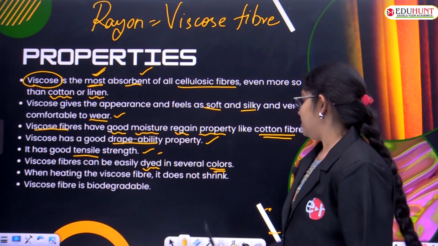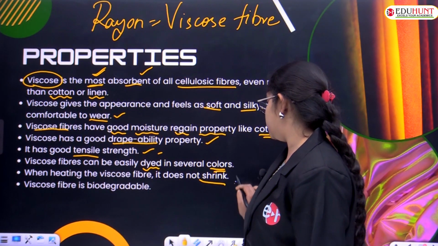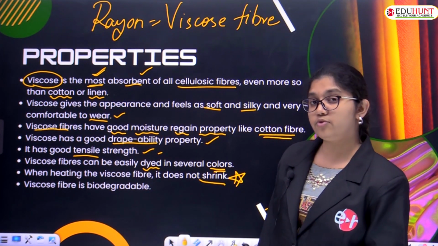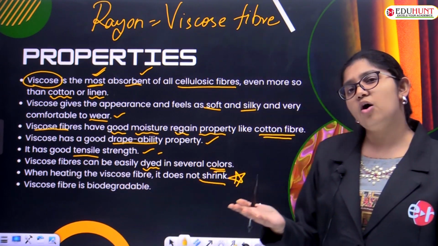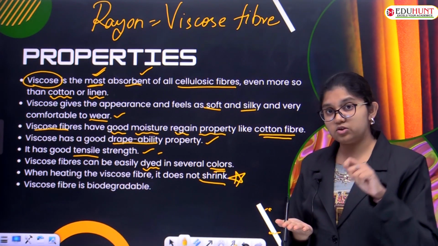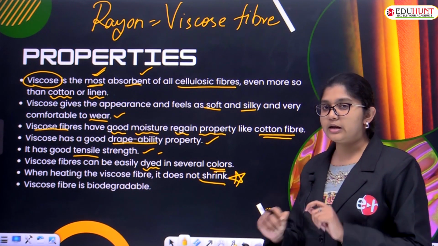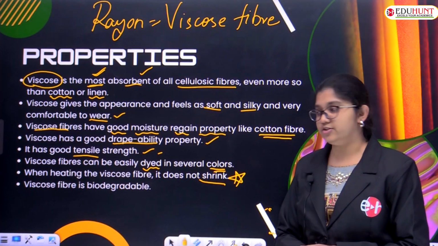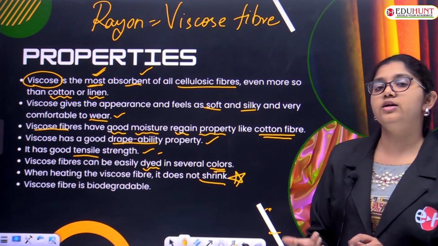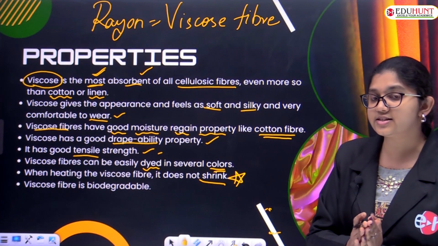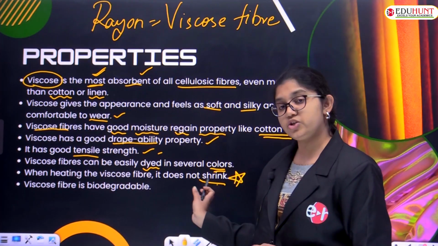Now, when heating the viscose fiber, it does not shrink. It is the main property, children. Regarding synthetic fibers, we already discussed that during ironing, if you apply more heat, they melt easily. I told that point in that video. Here, when heating the viscose fiber, it does not shrink, meaning it does not reduce in size. Viscose fibers do not shrink while heating.